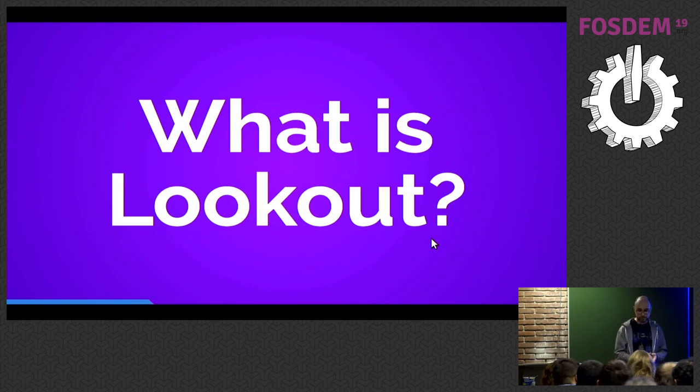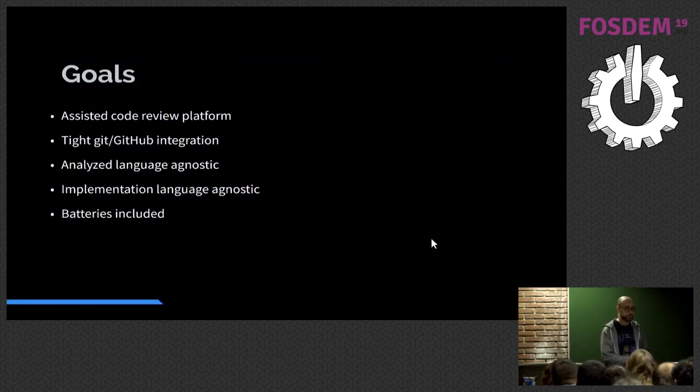And I'm passing over to Lookout, which is our platform for assisted code review. So it provides a tight integration with Git and GitHub, and it's completely language agnostic. So it doesn't really care which language you analyze, and it doesn't care which language you use to write your analysis. It just takes all the, let's say, abstraction for dealing with GitHub, with parsing source code, with talking to different parts of your system. You don't have to deal with it. You just write your algorithm, which does code analysis, and that's it.